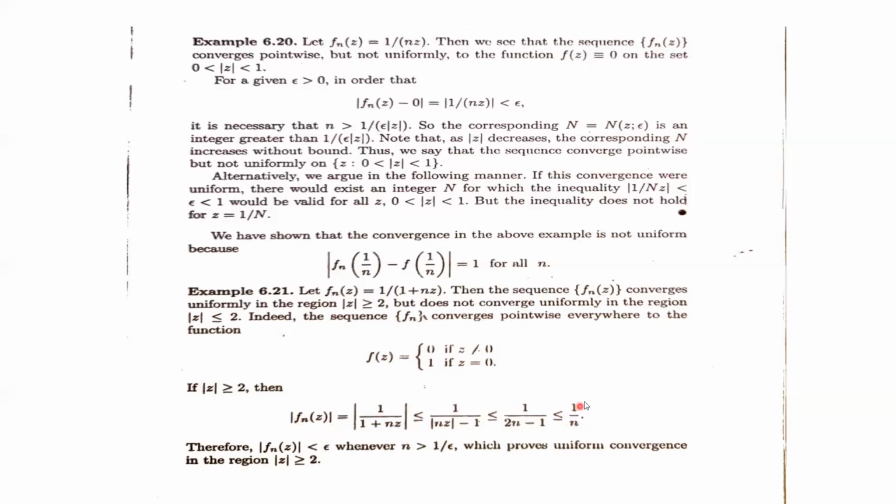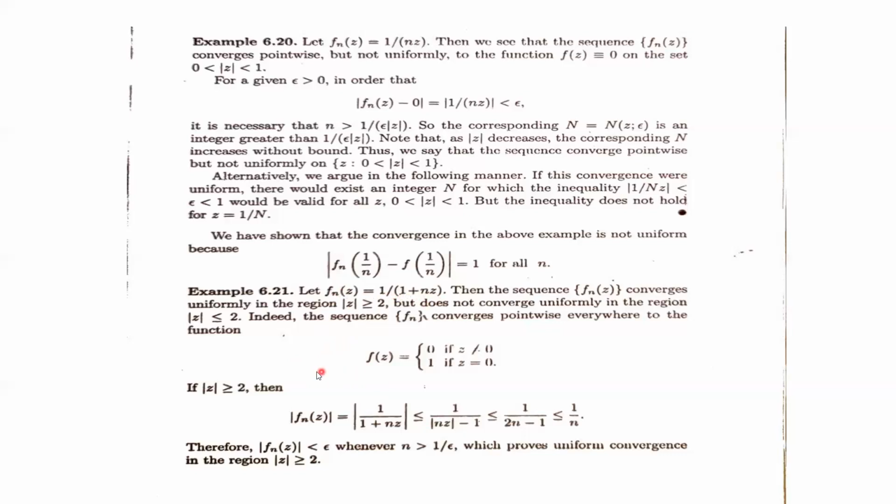So what we can see is that modulus of f_n(z) is always less than 1 by n, and in this expression there is no function of the variable z. Therefore modulus of f_n(z) is less than epsilon whenever n is greater than 1 by epsilon. So this natural number condition does not depend upon the complex variable z. Which proves uniform convergence in the region mod z greater than or equal to 2 for this function f_n(z) equal to 1 by 1 plus nz.